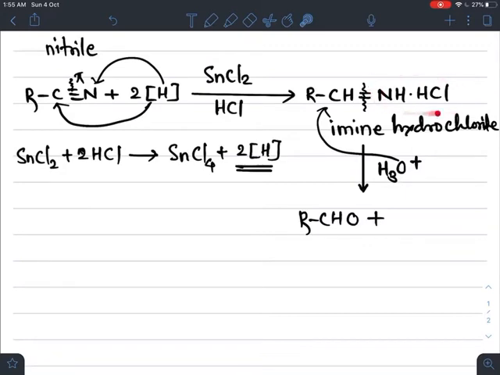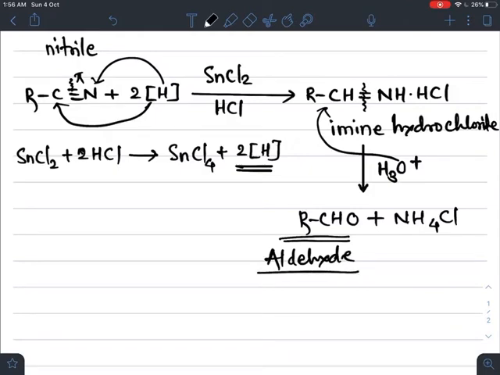This is NH along with HCl and H2O, from which we get NH4Cl. So ammonium chloride is removed as a byproduct. So this is about the acid hydrolysis. After acid hydrolysis, finally we get the corresponding aldehyde. So RCHO means preparation of aldehyde from cyanide.